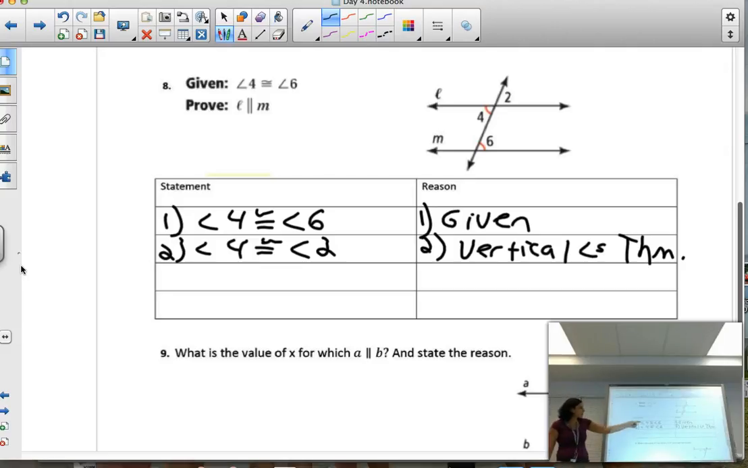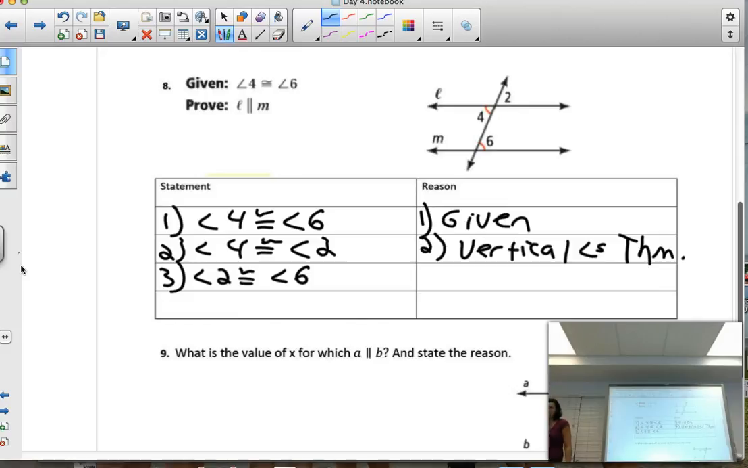All right, now if we look at these two things here, angle 4 is congruent to angle 6, angle 4 is congruent to angle 2. What can you now say? Angle 2 is congruent to angle 4. Well, that says right here, angle 2 is congruent to angle 6. Yeah, angle 2 is congruent to angle 6. And why is that?